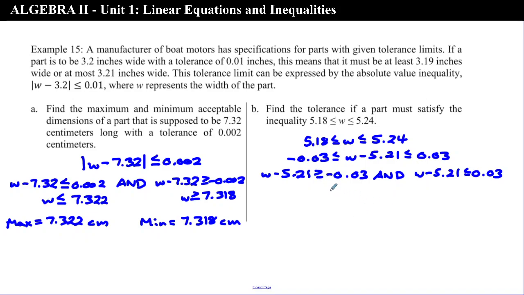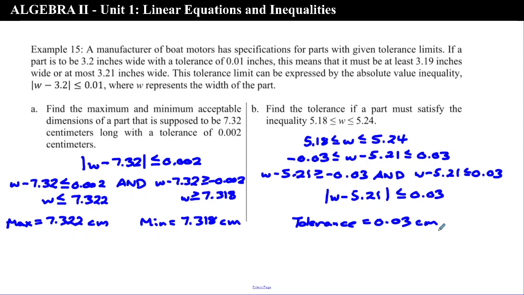So from here, we can write it as the absolute value of W minus 5.21 is less than or equal to 0.03. And what's on the right-hand side is our tolerance. So our tolerance is 0.03 centimeters. So we can go either way with these.